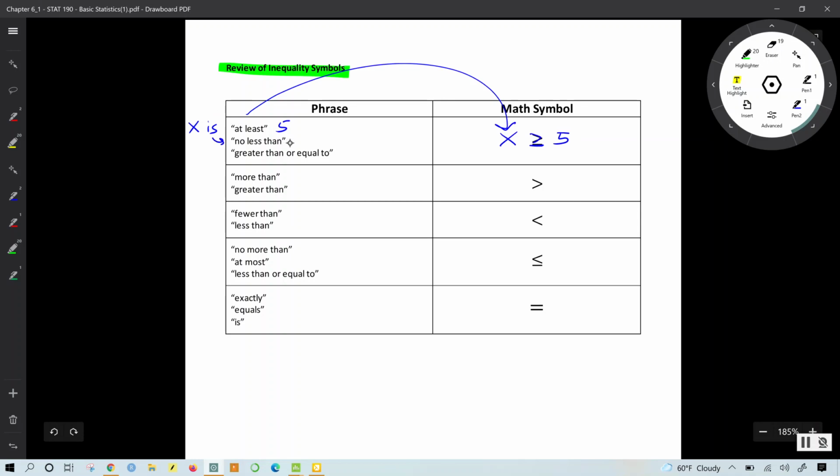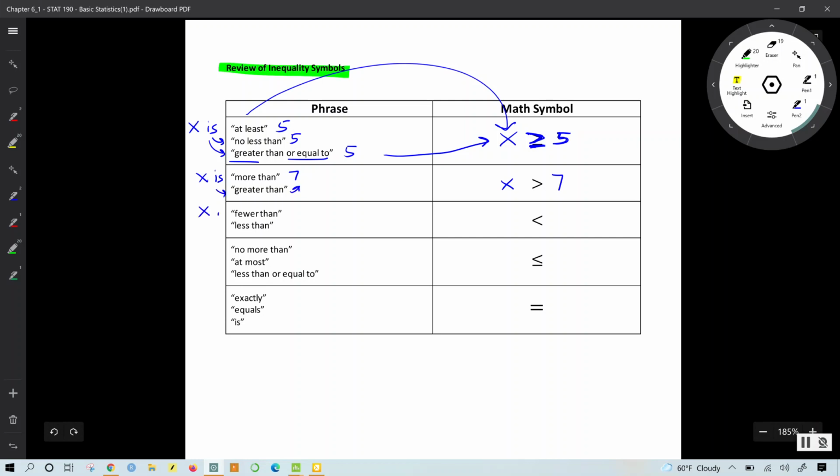What about x is no less than 5? No less than 5 means the least value is 5. The only other direction it can be is greater than, because it is not less than 5. And x is greater than or equal to 5, that goes without saying. X is equal to 5 or greater than 5. Then you can have a slightly different variant. X is more than 7. That means x is greater than 7.